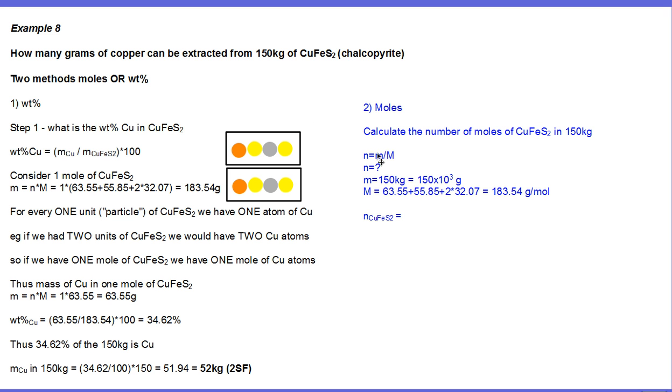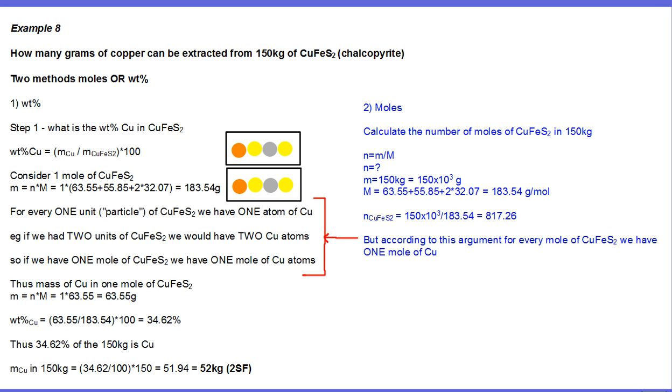Now, moles equals mass over the molar mass, which in this case is 150,000 divided by the molar mass, 183.54. Now you should put this in your calculator for practice, because you need to start practicing putting in these exponents in your calculator. And when you do that calculation, you'll find there's 817.26 moles of chalcopyrite in 150 kilograms of chalcopyrite.